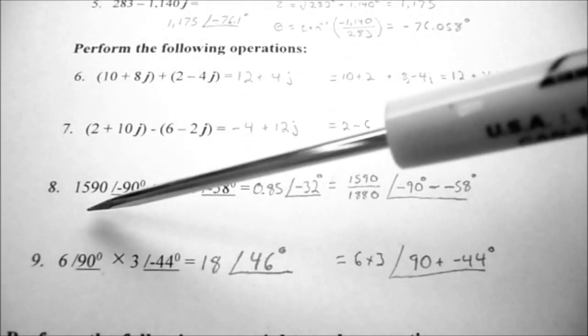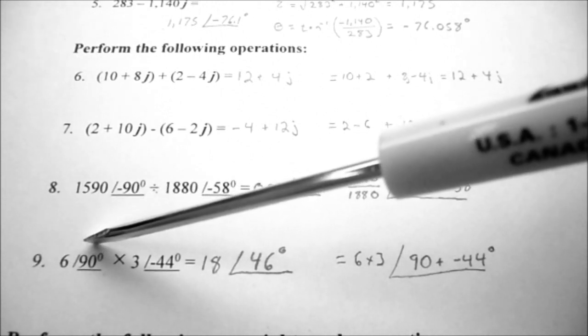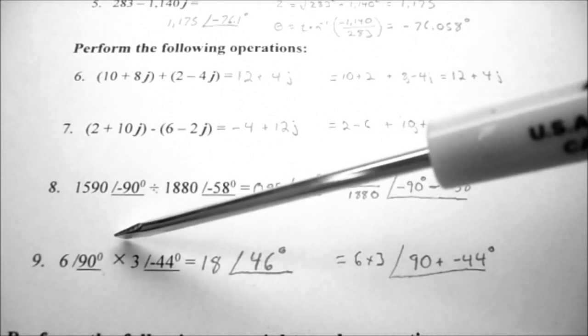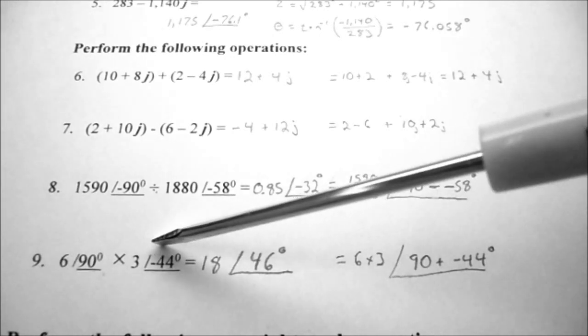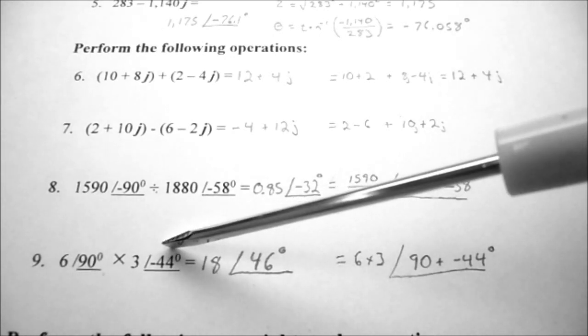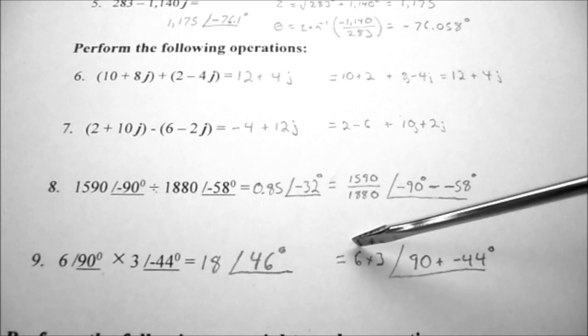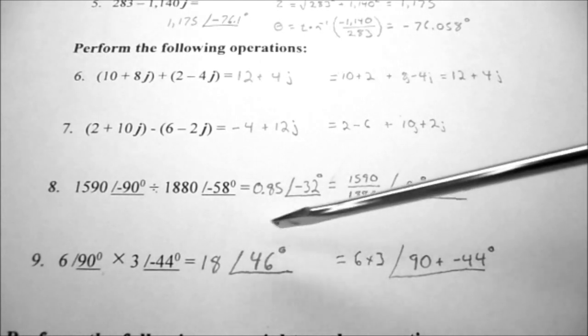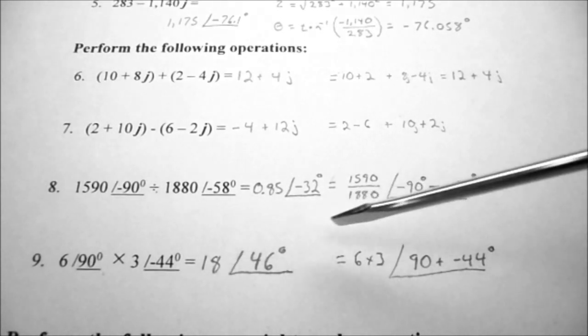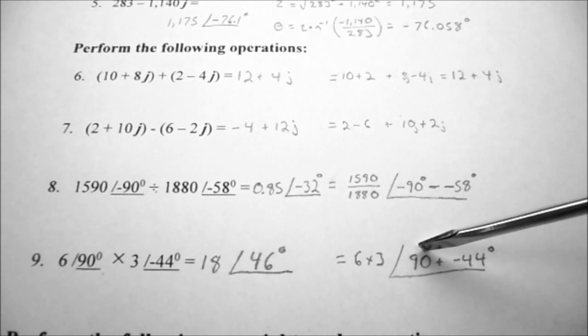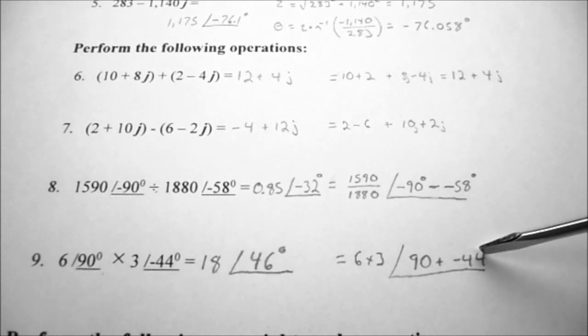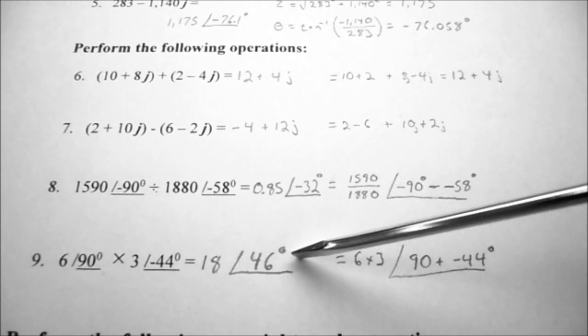And under procedure, step number 9, we're going to take 6 at an angle of 90 degrees times 3 at an angle of minus 44 degrees. In this case, we take the 6 times 3, which is 18, and then for the angle, we take the 90 plus minus 44 degrees, and that works out to 46 degrees.